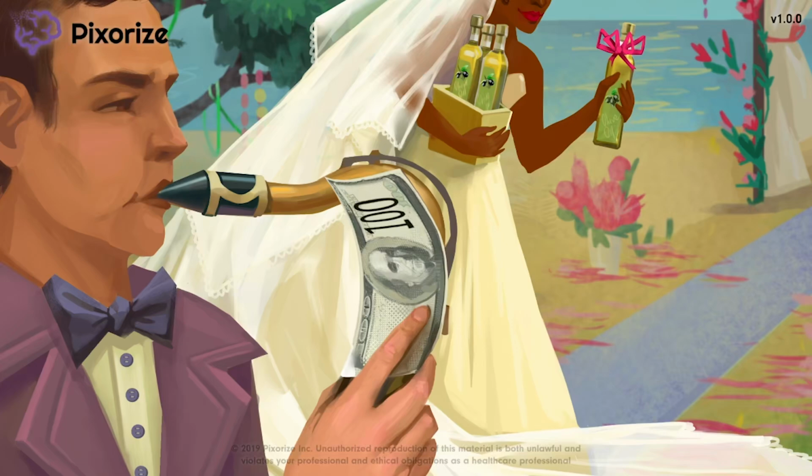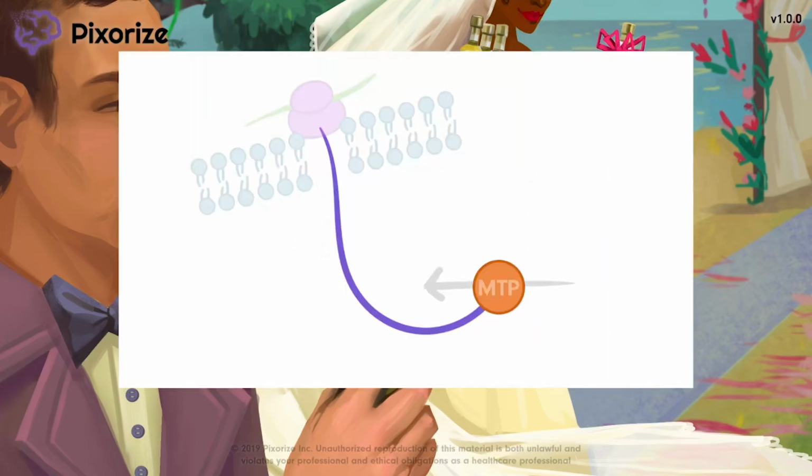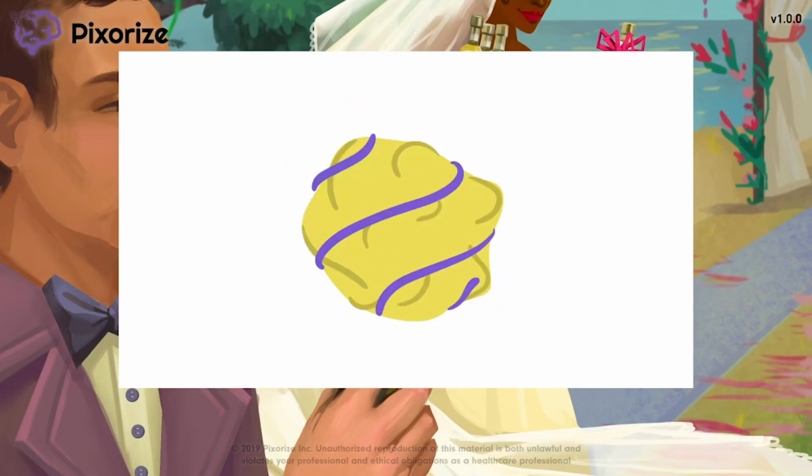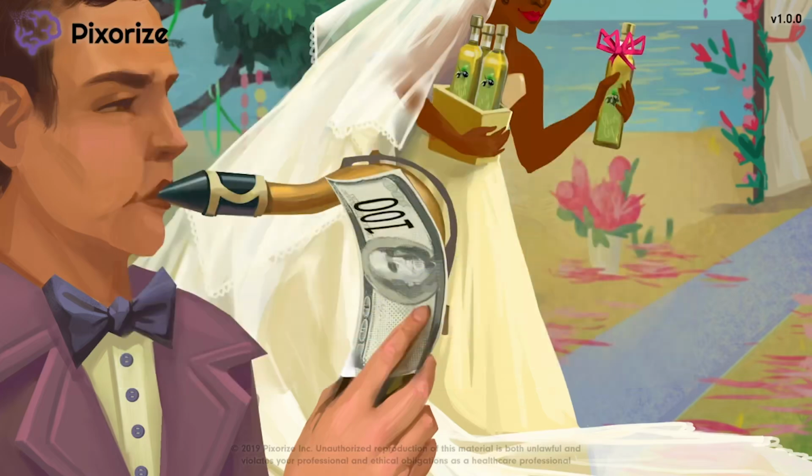MTP stands for microsomal triglyceride transfer protein, and since it's a triglyceride transfer protein, it must transfer triglycerides to something, right? MTP transfers triglycerides and cholesterol to ApoB100, and this makes sense because remember, ApoB100 is VLDL's main structural protein. After lipidation, ApoB100 is now called VLDL, and the VLDL can be secreted from the liver into the circulation, where it will deliver endogenous triglycerides to the rest of the body.